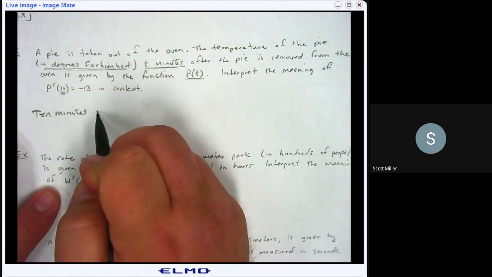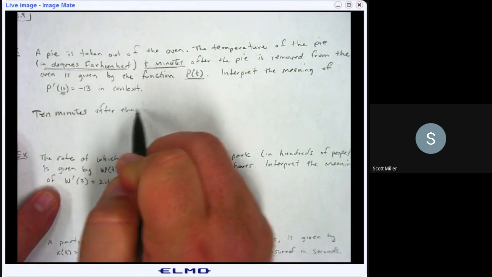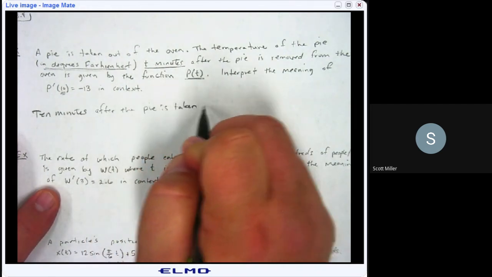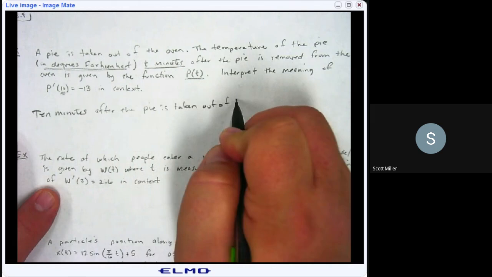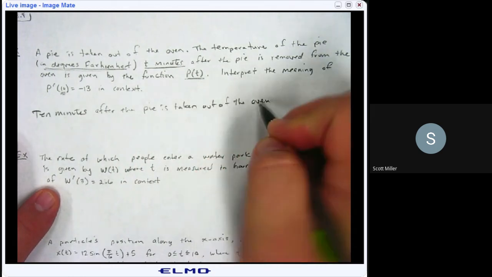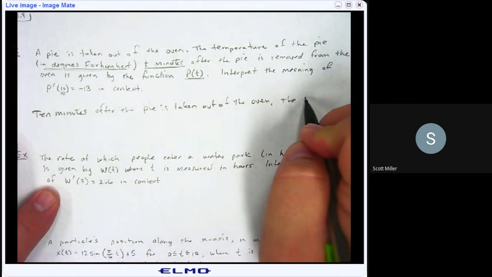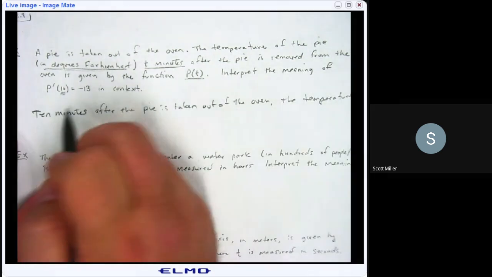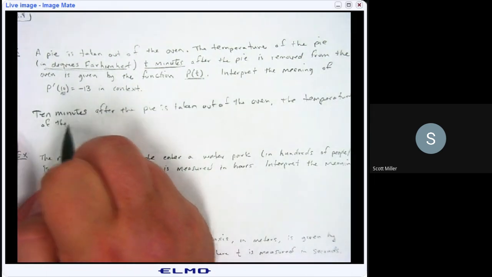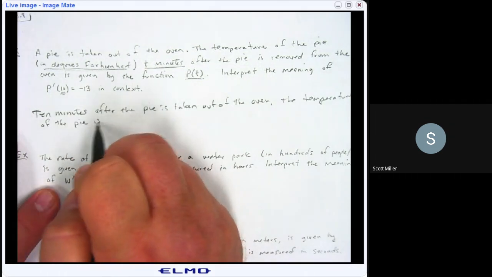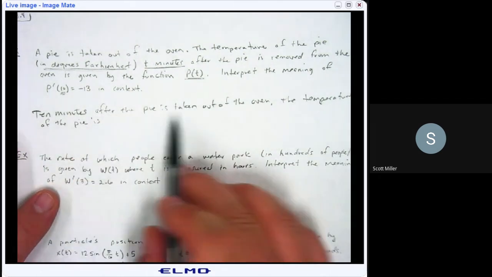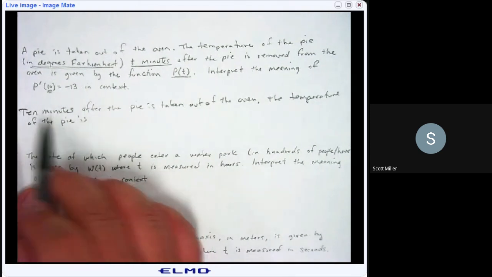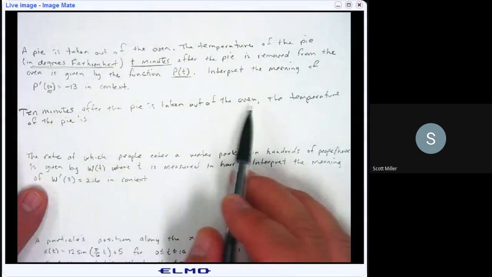okay, after the pie is taken out of the oven, the temperature of the pie is what? So this right here is the context of our story, okay? This is when it occurred. This is the context. The pie was taken out of the oven.